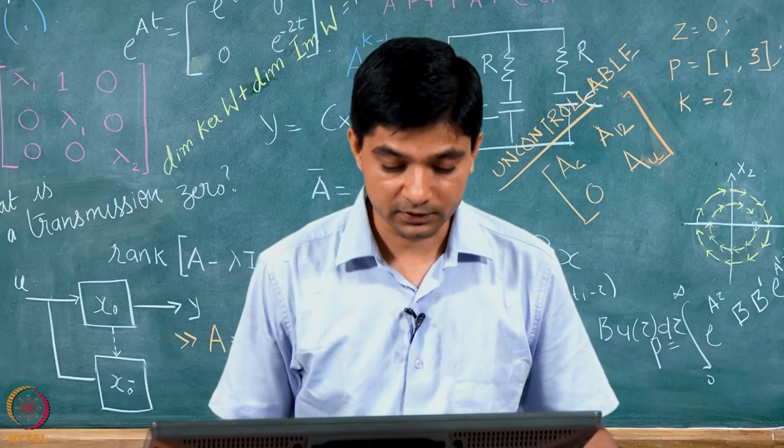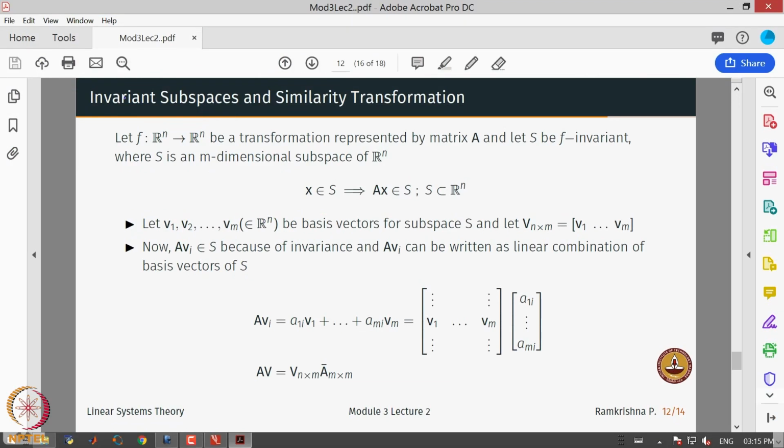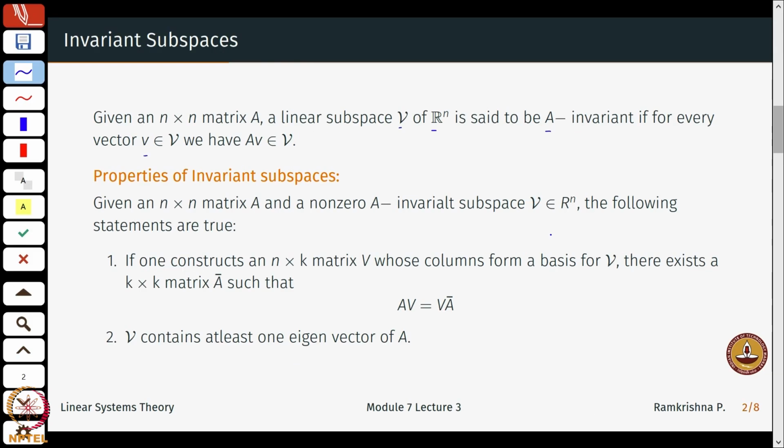Okay, so let us begin with a brief recap of invariant subspaces. Some of it we had done in module 3 lecture 2, where we had a brief introduction to invariant subspaces. So, let us do a bit of a recap of that. Given an n cross n matrix A, a linear subspace V of R n is said to be A invariant if for every vector v in V, we have that A times v is also in V.